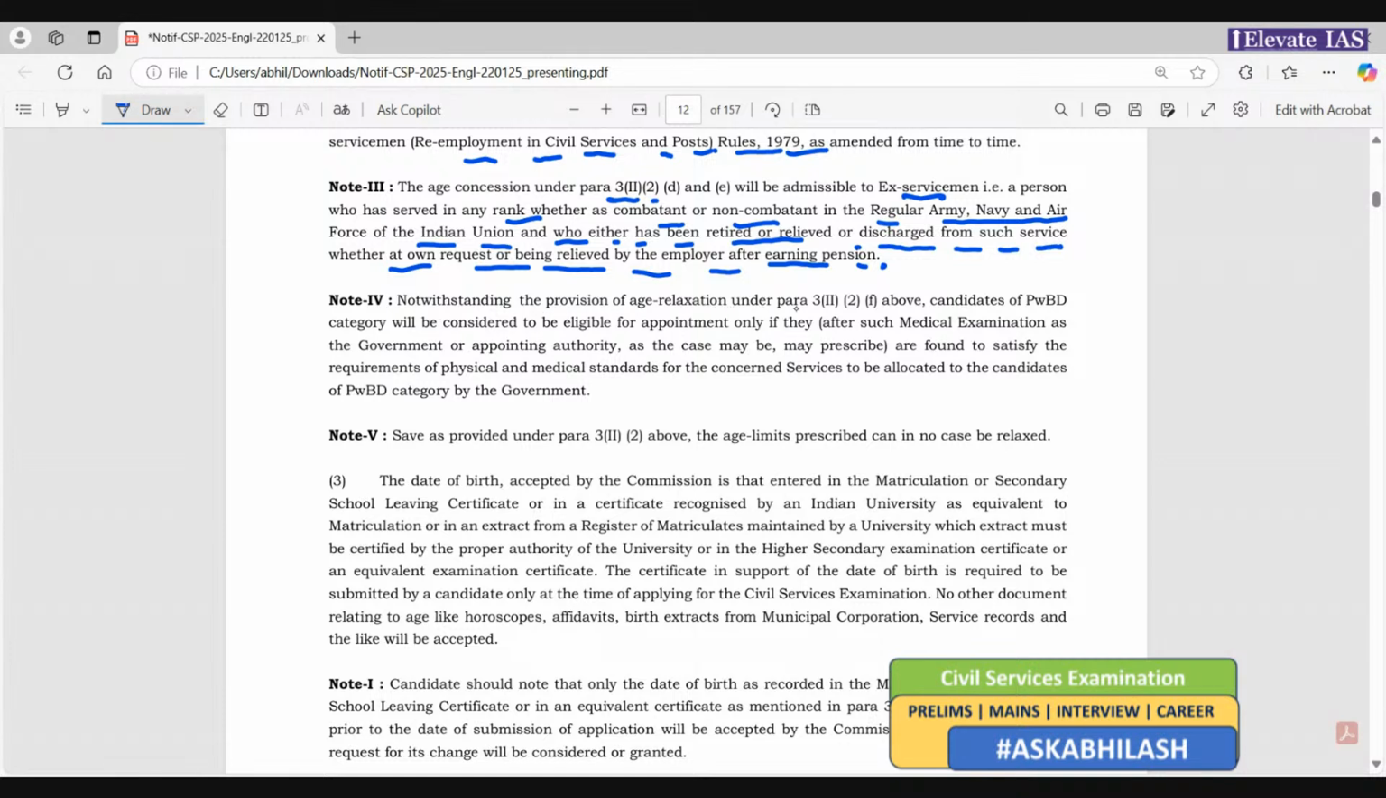Notwithstanding the provision of age relaxation under this para, candidates with physical benchmark disabilities will be considered to be eligible for appointment only if they, after medical examination by the government or appointment authority, are found to satisfy the requirement of the physical and medical standards. So, as per the medical examination of this particular government authority, only then will you be eligible to take this category of relaxation.